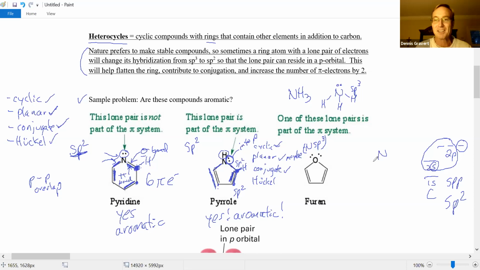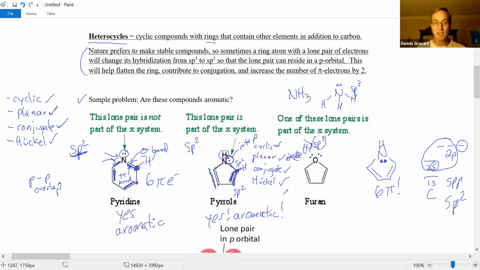I write it over here because I really marked up the screen. Pi bond there, pi bond there. So that's 2, 4. 4 electrons is not a Huckel number. But if you count the lone pair, 2 more, you get 6 pi electrons. Hey, that is a Huckel number. And now it's aromatic. And now nature will say, yeah, nitrogen is now sp2. So we're definitely planar.